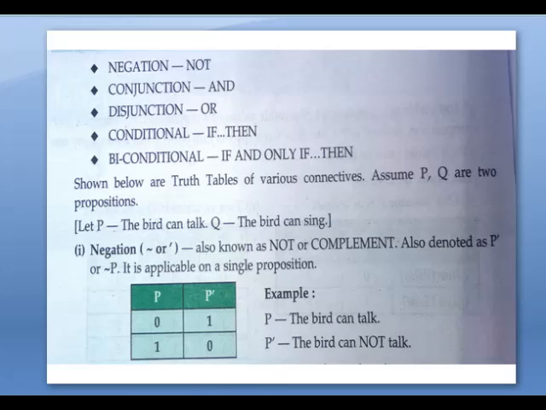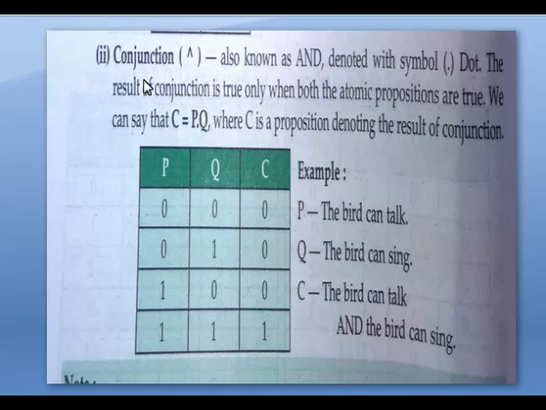Now the next one is conjunction. Conjunction means we are using the connective and. This is the symbol, this upper arrow. It is also known as and, denoted by the symbol dot. We are using two symbols for the conjunction and: this upper arrow or the dot.